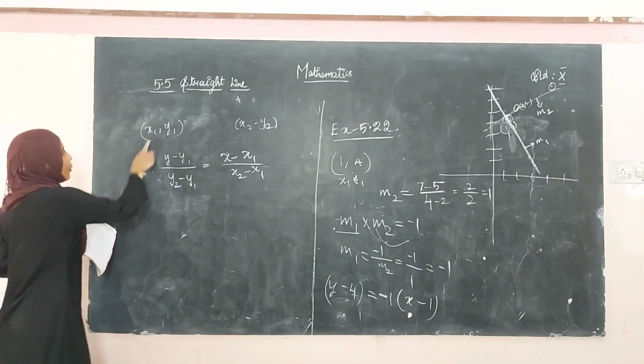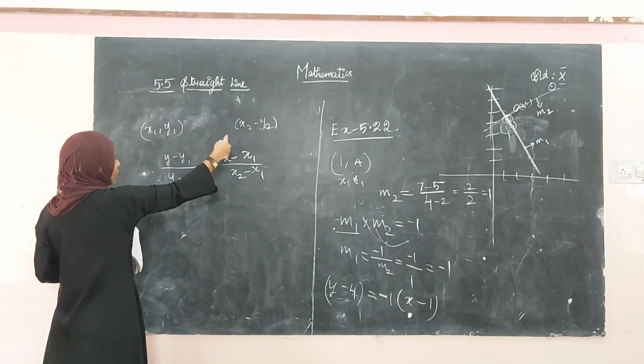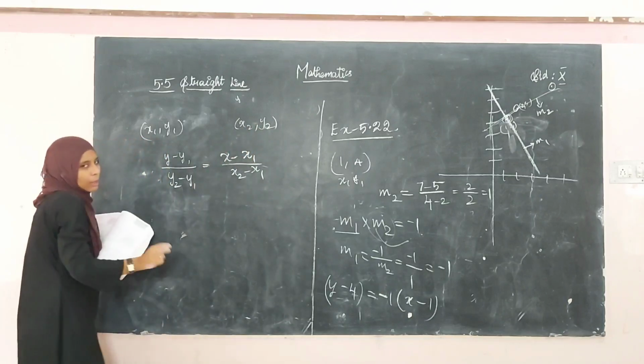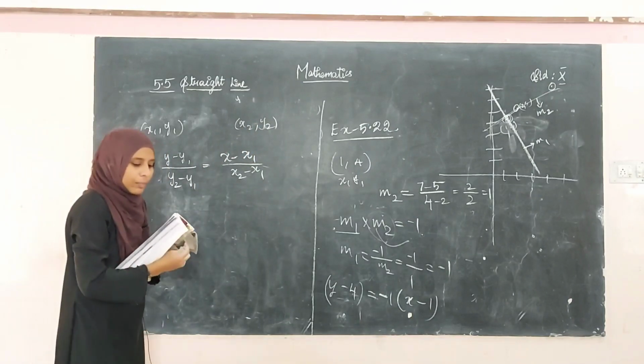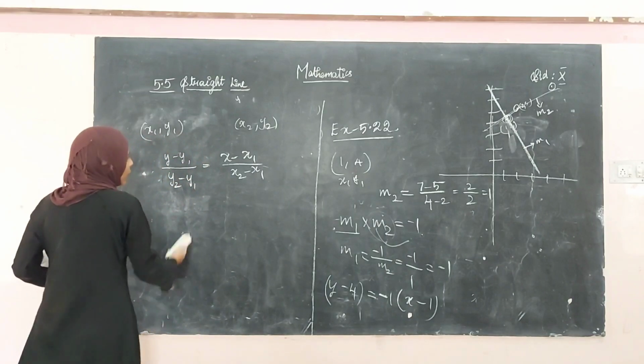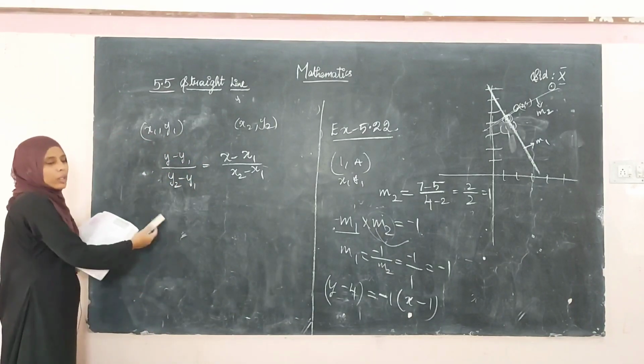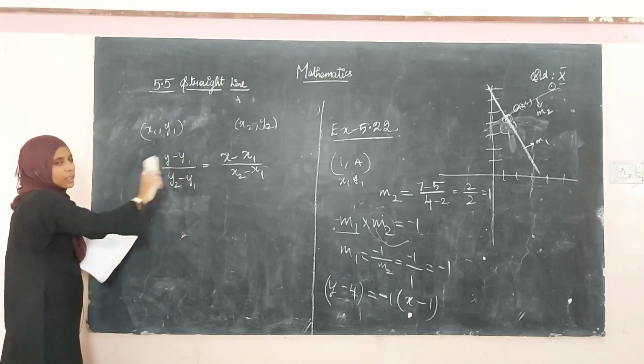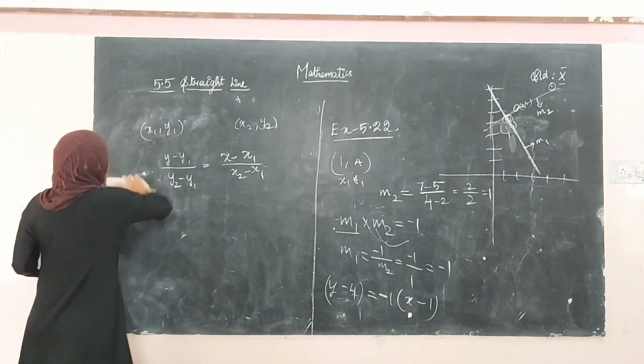Okay, we know the values of x1, y1, x2, y2. So you have to substitute and find the equation. That's it. Here you don't want to find the slope, you don't want to find the y-intercept, nothing needs to be found. Just substitute the points in this formula and you'll get the equation of the straight line.